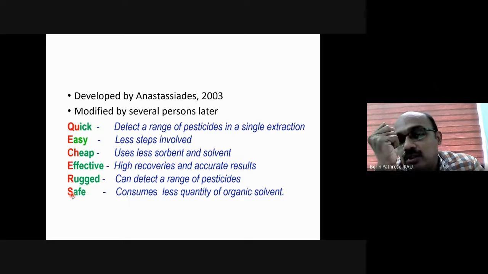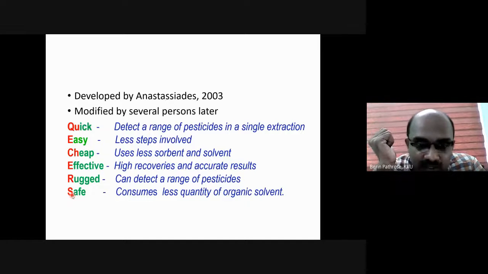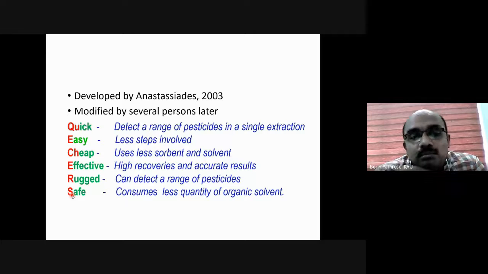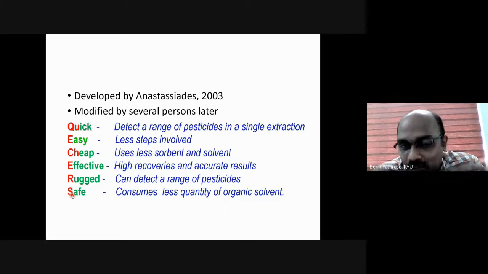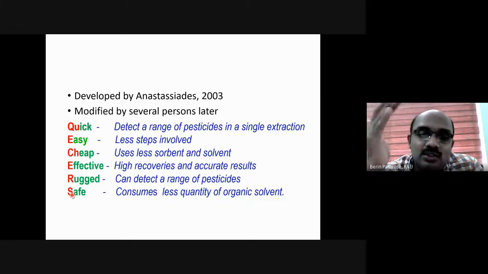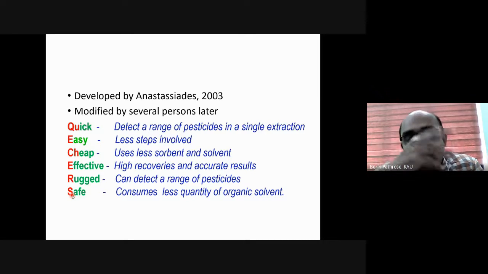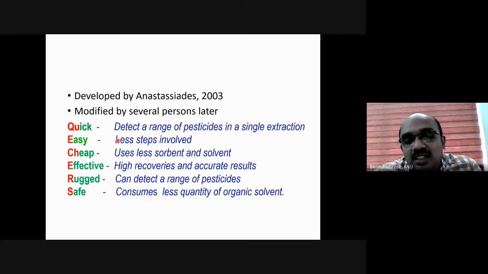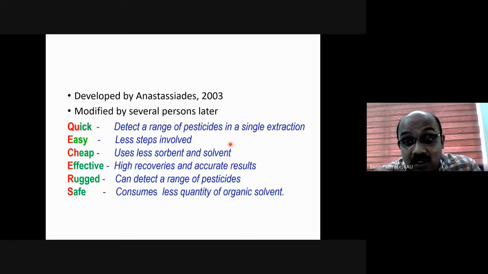Actually, this was developed in 2003 by a scientist called Anastassiades, and no lab uses it as such. The basic principle is the same, and the basic chemicals used in this extraction method are the same, but every lab will change it slightly. It is called a quick method because it detects a range of pesticides in a single extraction. That's what I told you earlier.